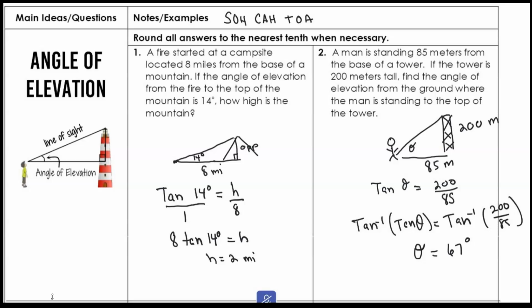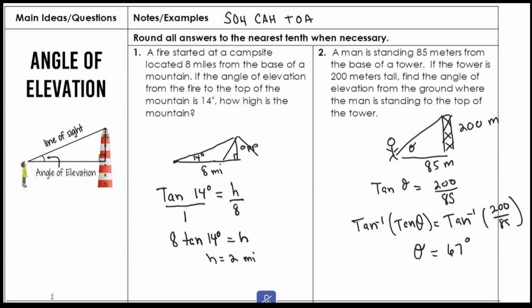So I'm thinking we're looking for this angle here, and I'm going to call it theta. And I do know I have the opposite measurement over the adjacent, so once again, that is tangent. Tangent of theta equals opposite, which is 200 meters, over 85. Now you might be thinking, okay, how do we do this? So go ahead and pause and think about how we're going to do this.